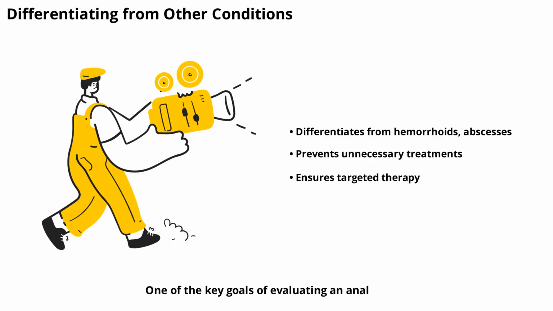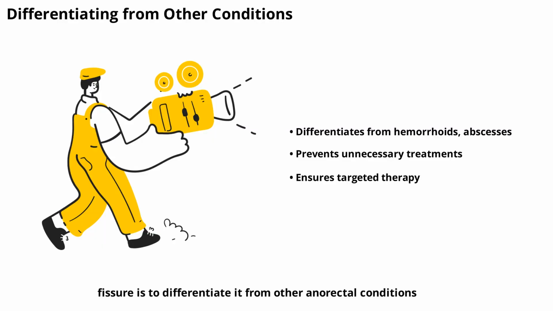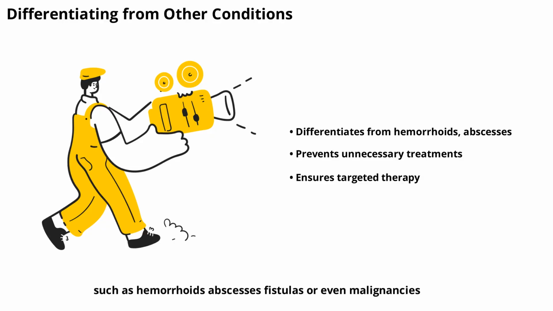challenging cases. One of the key goals of evaluating an anal fissure is to differentiate it from other anorectal conditions, such as hemorrhoids, abscesses, fistulas, or even malignancies. Careful examination and the appropriate use of diagnostic tests help ensure that the correct diagnosis is made. This prevents unnecessary treatments and allows for targeted therapy, improving patient outcomes and comfort.